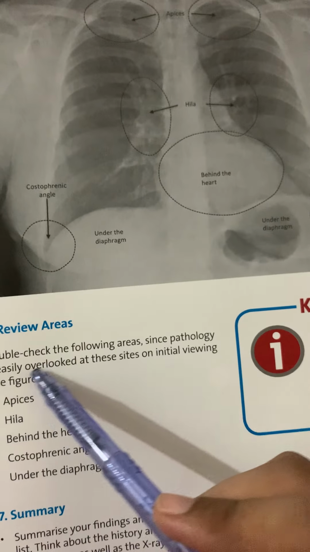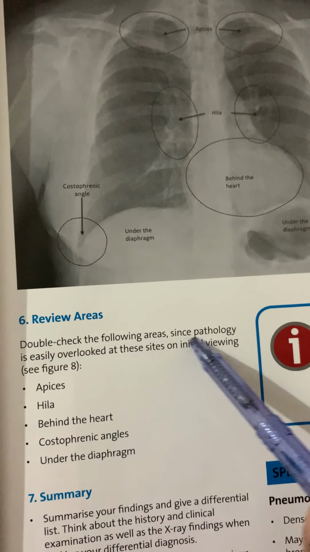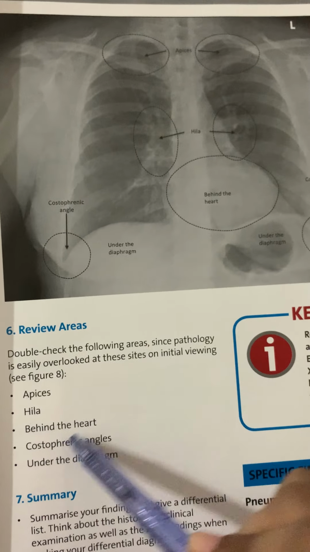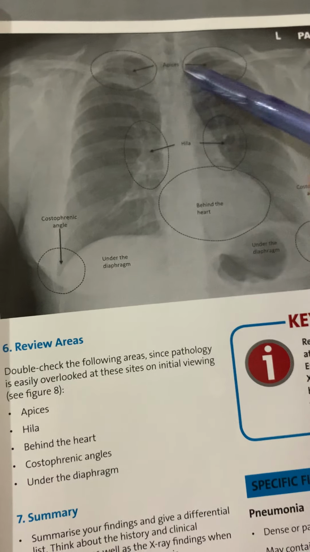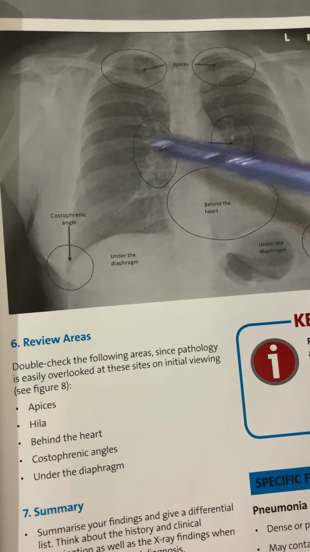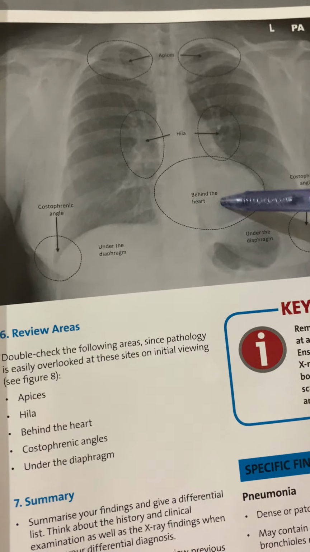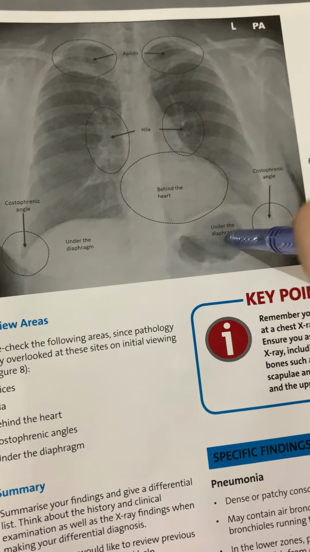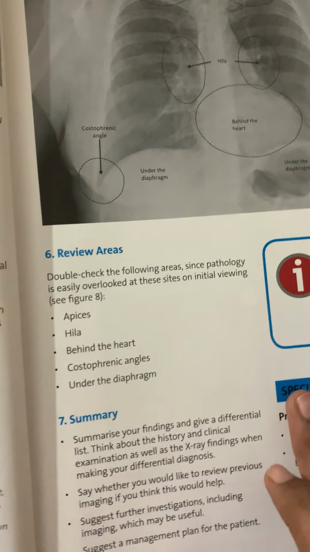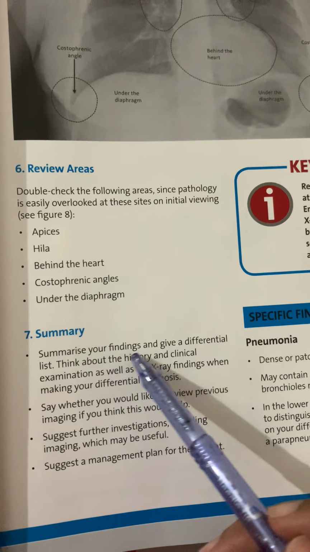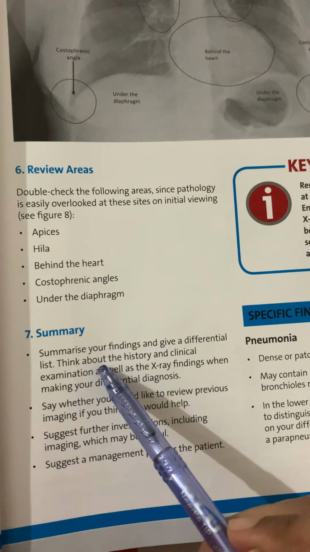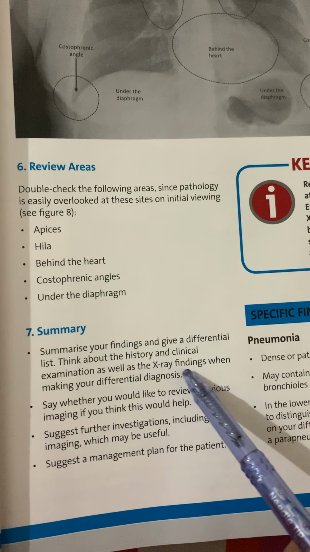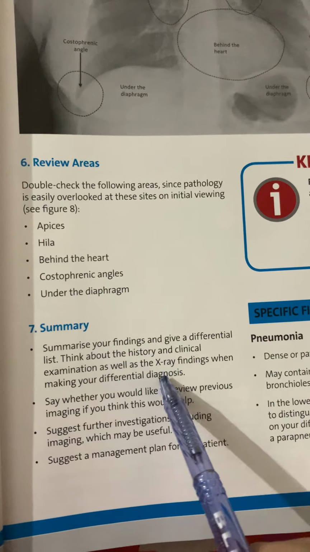Now coming towards the review areas. Double check the following areas since pathology is easily overlooked at these sites on initial viewing. These are the apices of the lungs, hila of the lungs, behind the heart, costophrenic angles, and under the diaphragm. Summary. Summarize your findings and give a differential list. Think about the history and clinical examination as well as the X-ray findings when making your differential diagnosis.